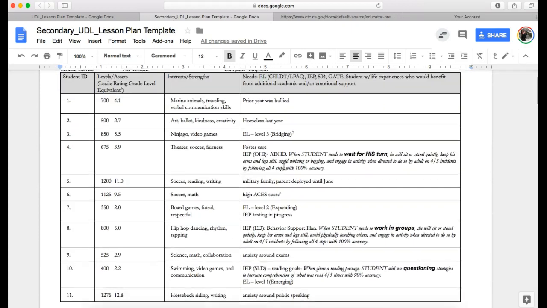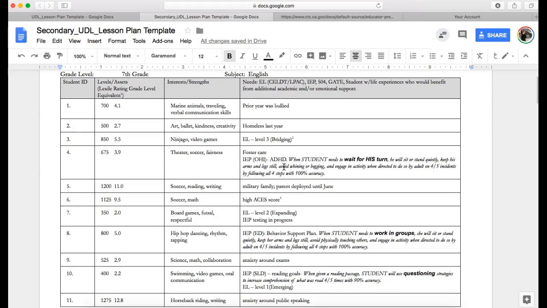And what we first looked at was what their Lexile levels were and what the grade level equivalent was for that. We listed what we know about the students currently, their personal interests, and some strengths that they bring to the classroom setting. And then we made detailed notes about things that they need.